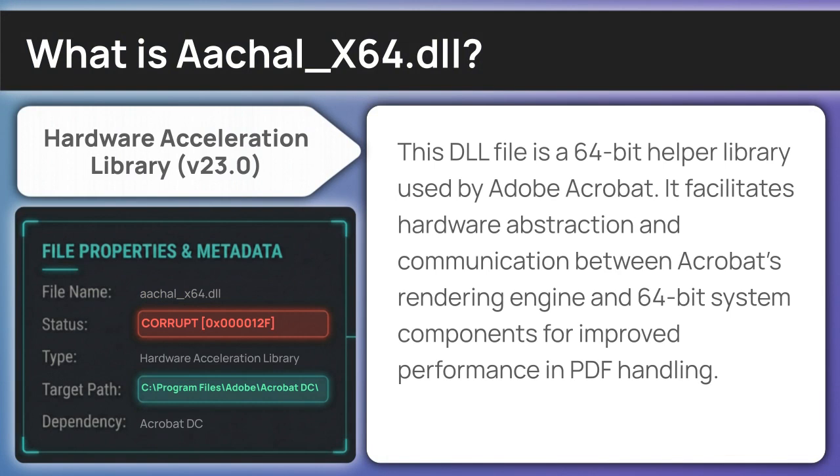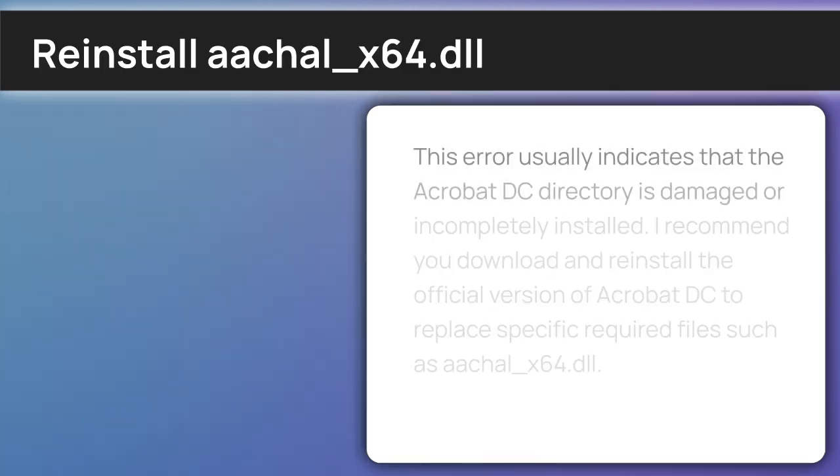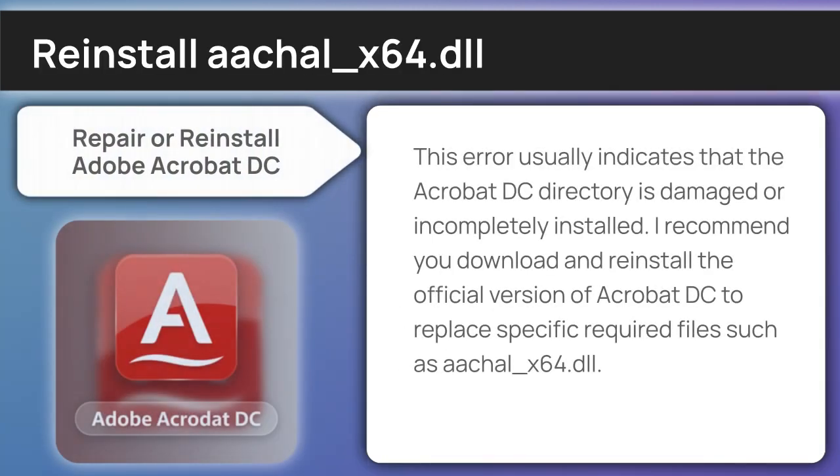Now that the background is clear, let's walk through the actual installation steps. Third-party application errors like this are best fixed by reinstalling the affected software. Download and reinstall the latest version of Acrobat DC to restore the Adobe Acrobat Helper 64 DLL safely.